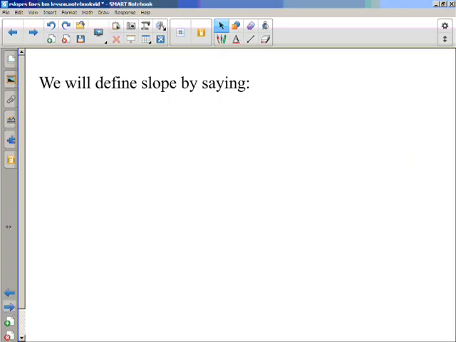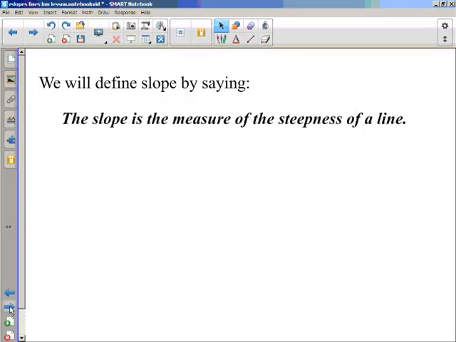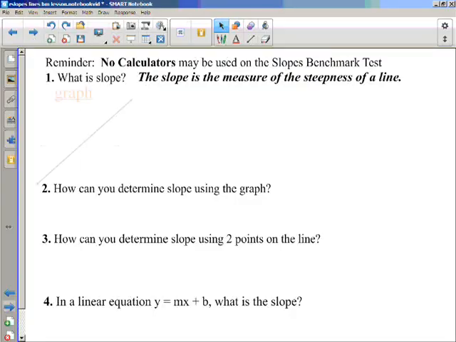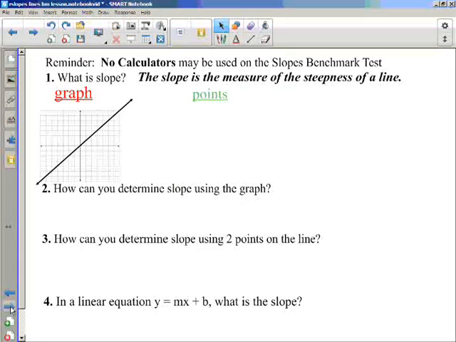So our definition for slope is going to be: the slope is the measure of the steepness of a line. And so if we think about a working definition, this definition is great, but it's not practical for some of the test questions you might have. So what I want you to think is, if you look at a graph, you find slope a certain way. If you look at points, either in data table form or just given 2 points, you'd find the slope in another way. And given an equation, you'd look at that information differently as well.